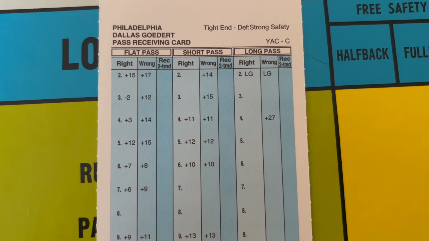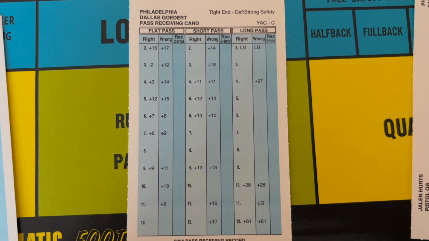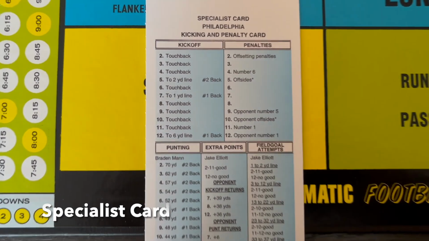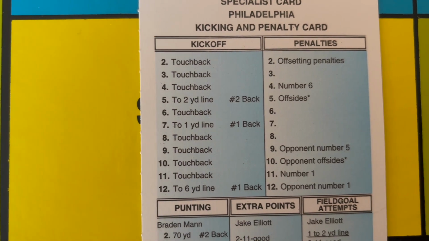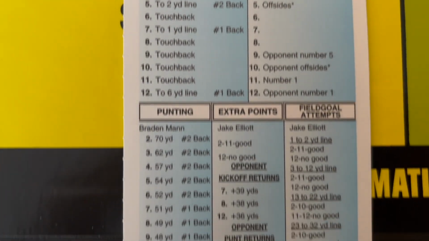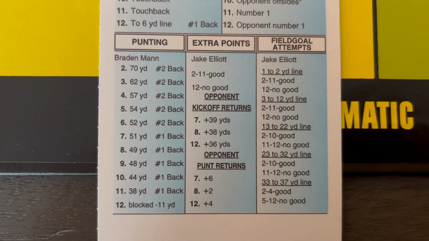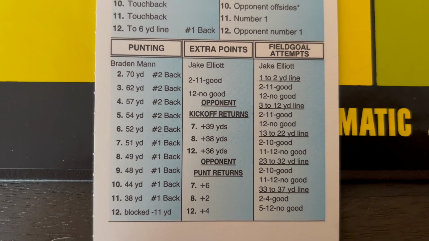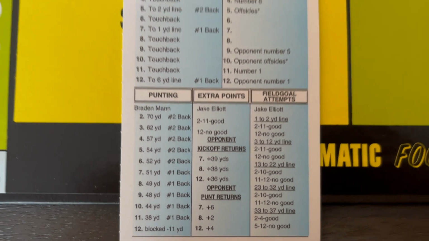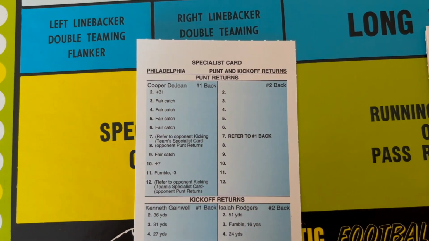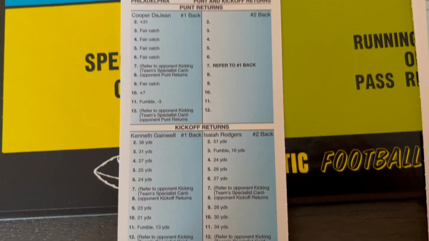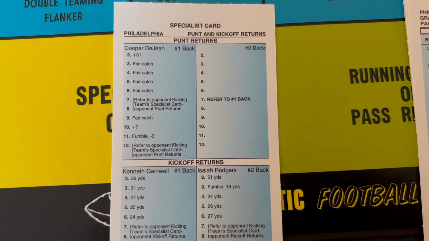A receiver's card only comes into play from the quarterback's card or the defensive card. This is the specialist card. It has a section for kickoff, penalties which are optional, punting, extra points, field goal attempts, opponent kickoff, and opponent punt returns. And on the reverse side, we have the punt and kickoff returns. In the next tutorial, we'll be looking into the defensive cards.